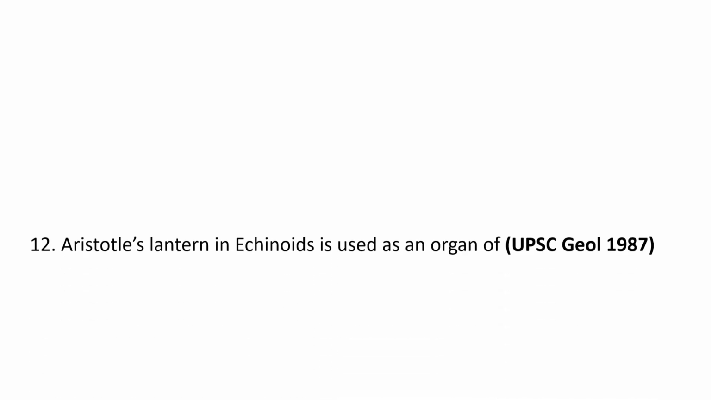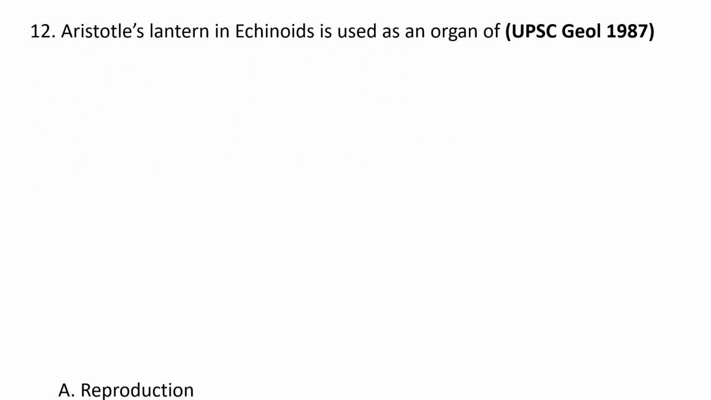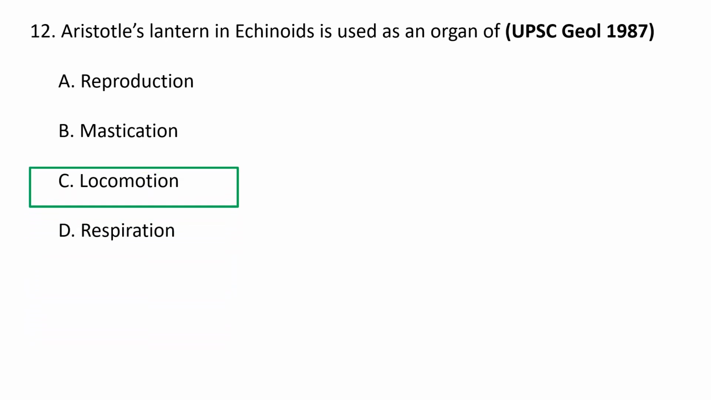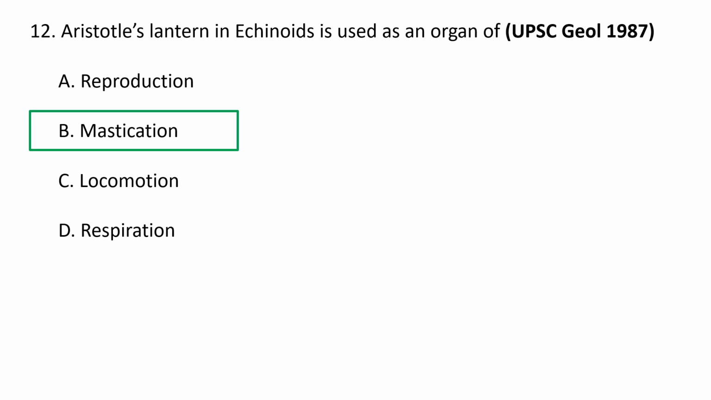Next question. Aristotle's lantern in echinoids is used as an organ of A. Reproduction, B. Mastication, C. Locomotion, D. Respiration. Aristotle's lantern in echinoids is used as an organ of mastication. Aristotle's lantern is a complex arrangement of muscles and calcareous teeth, and these plates form a reversible organ in many echinoids. It helps in mastication. So B, mastication, is the correct answer.